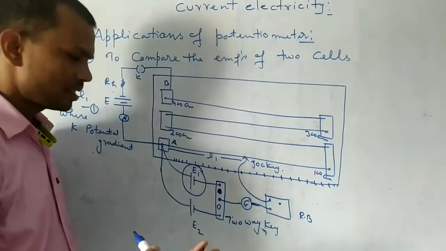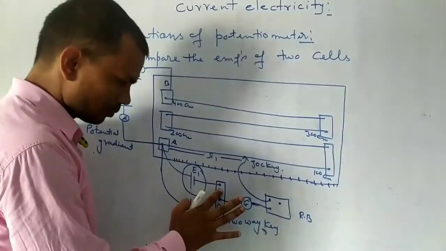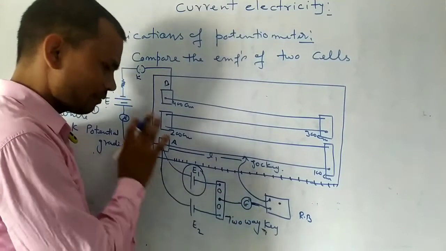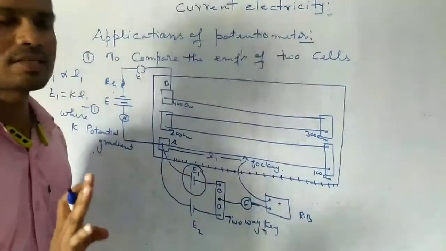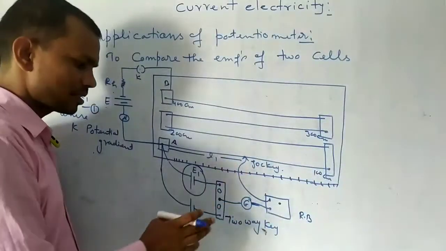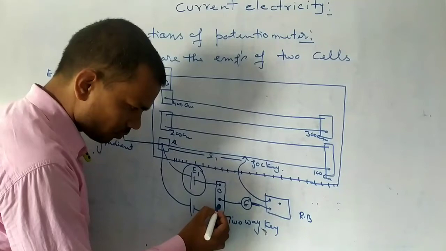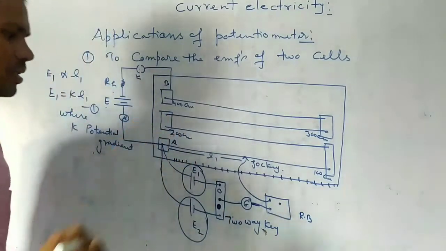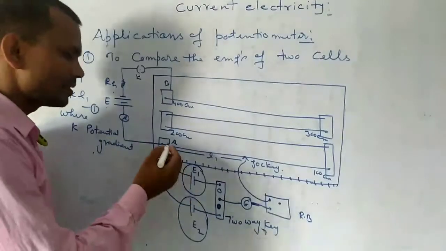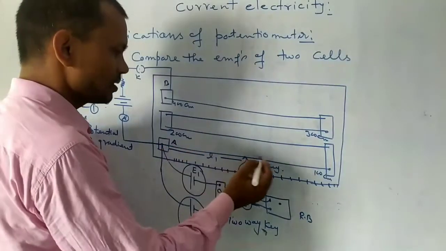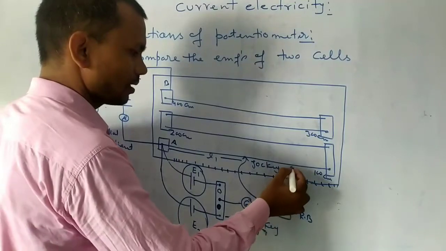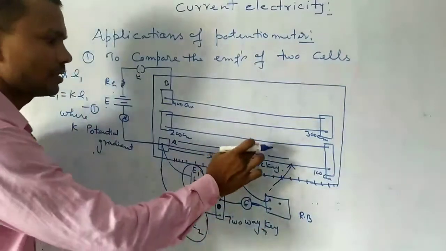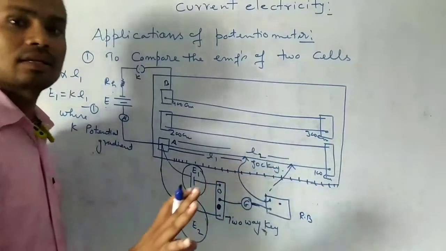Now in the second step, you have to open this, and for the same resistance that we took from the resistance box, now close this one. Cell E2 is introduced, and now the balancing length changes. Suppose in this case, this is L2, the balancing length.